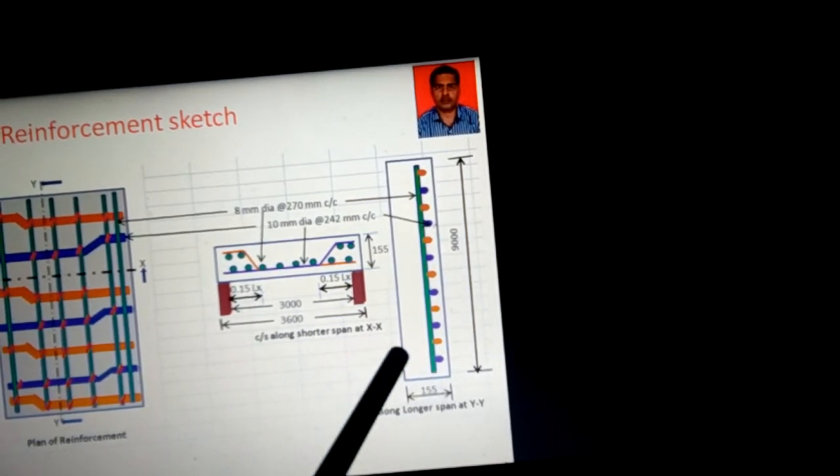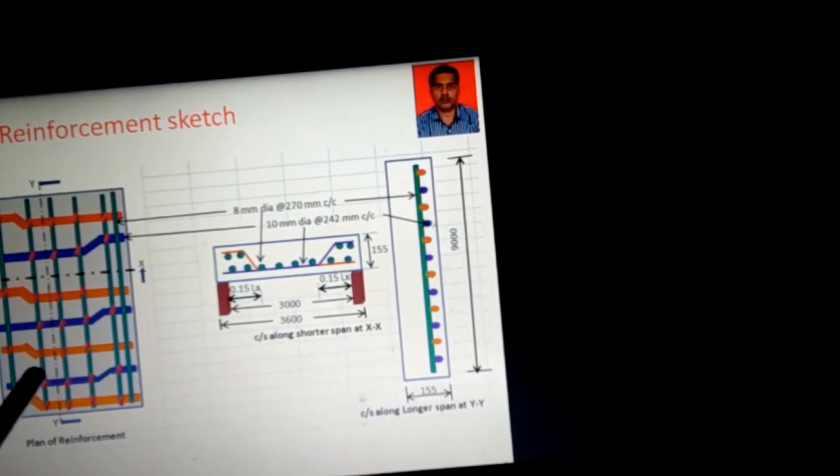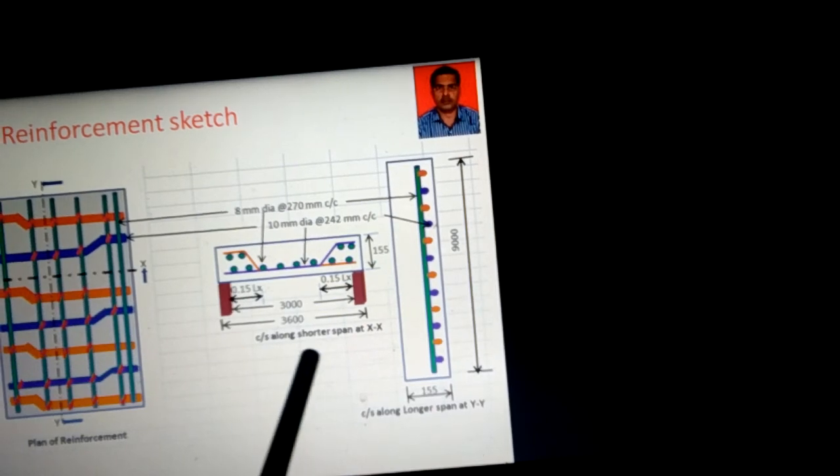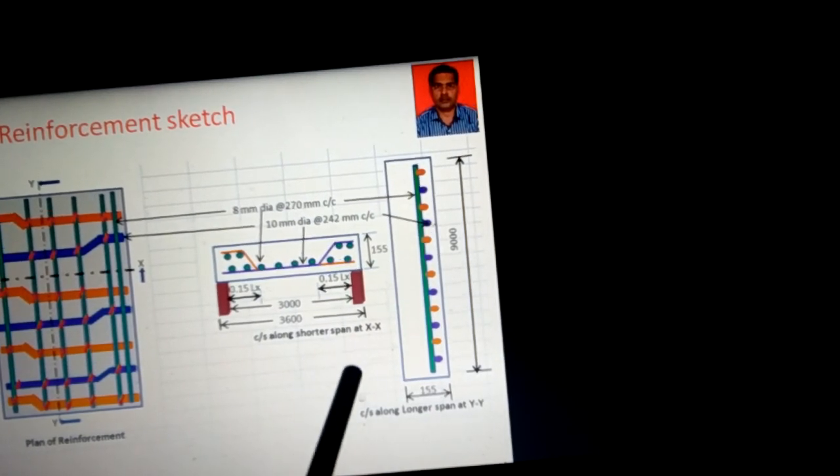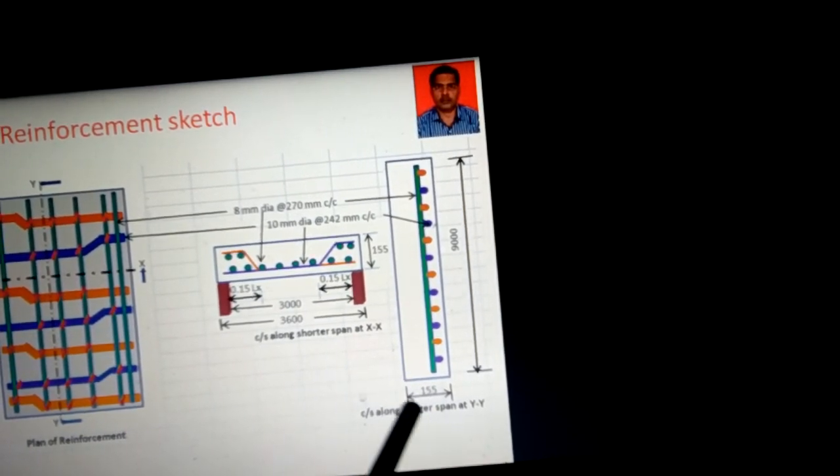So these three diagrams are important in case of the reinforcement sketch for one-way slab. That is the plan of reinforcement, the cross section at shorter span along X-axis, and the cross section along longer span along YY. So this way we hope that you have understood how to design a one-way slab, what are the basic terms in one-way slab, and what are the most important one-way slab reinforcement sketches required.